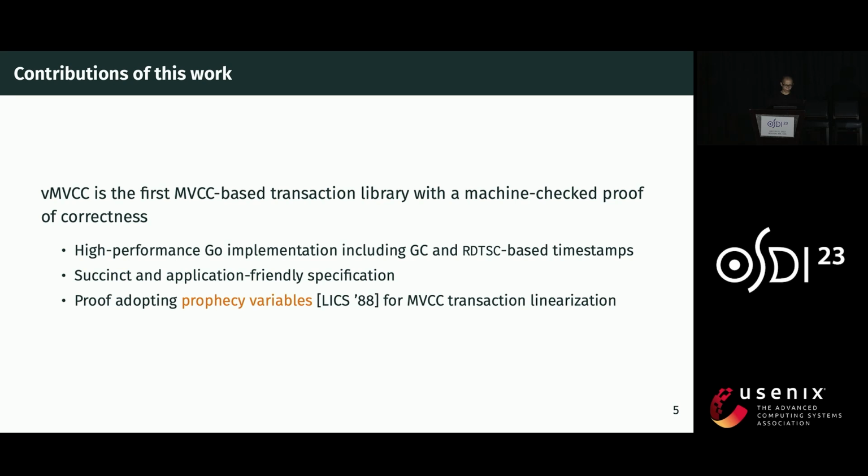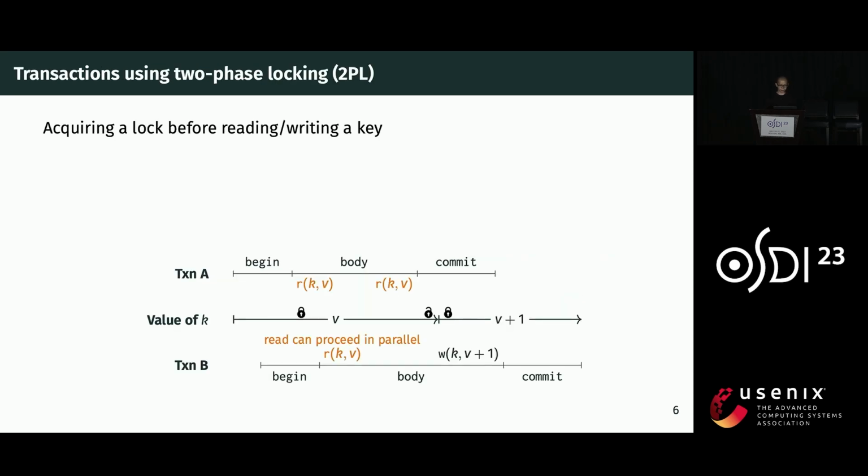On the proof side, one highlight is its use of prophecy variables to formally reason about the linearization of vMVCC transactions. For the rest of the talk, I'll first introduce what vMVCC is, and then highlight some interesting aspects of the spec and the proof. I'll introduce vMVCC with a concrete example, but to see what good vMVCC is, let me begin with a more conventional approach to enforce a total order using two-phase locking.